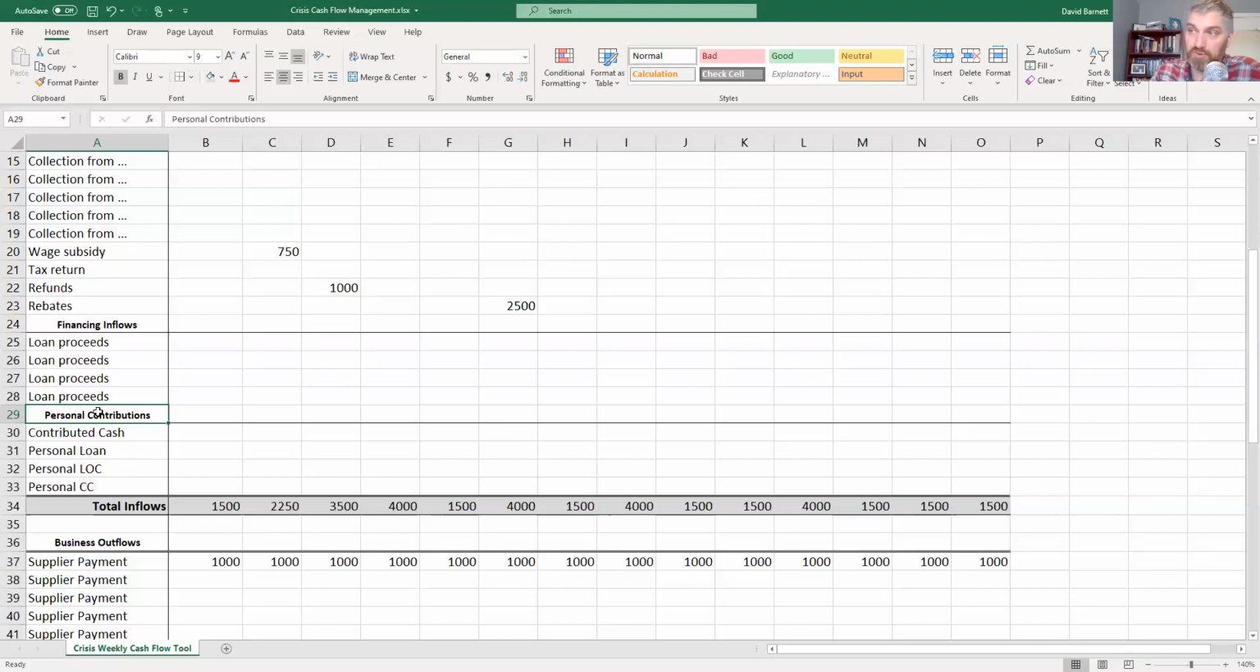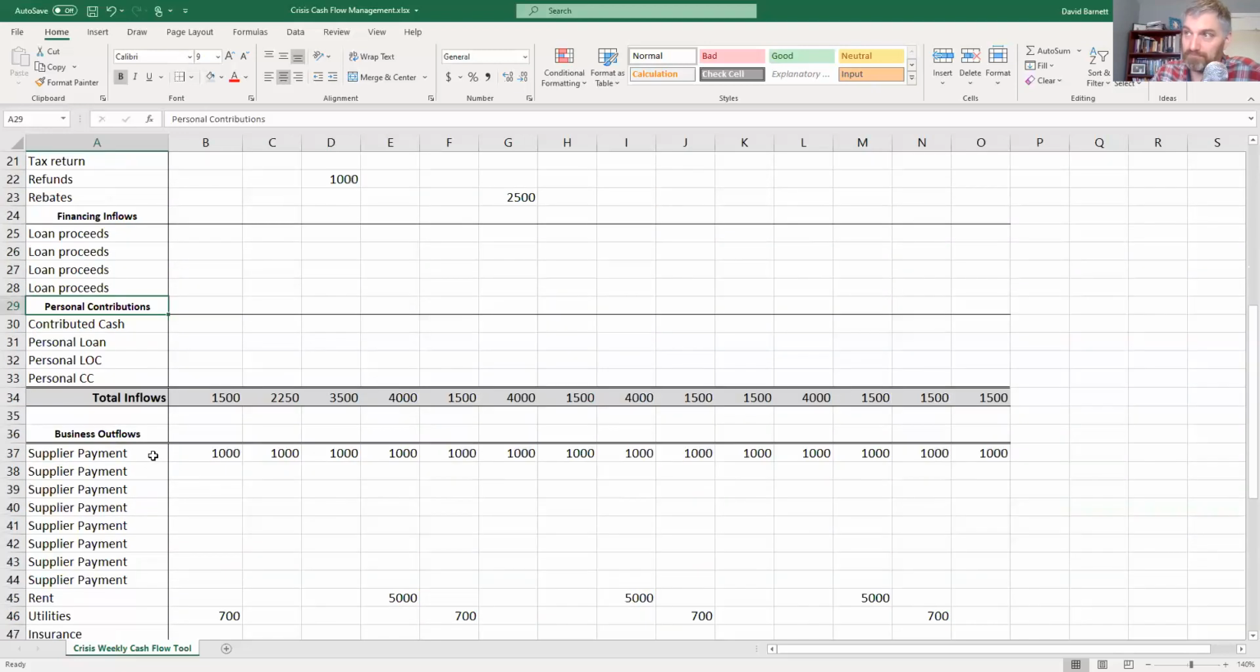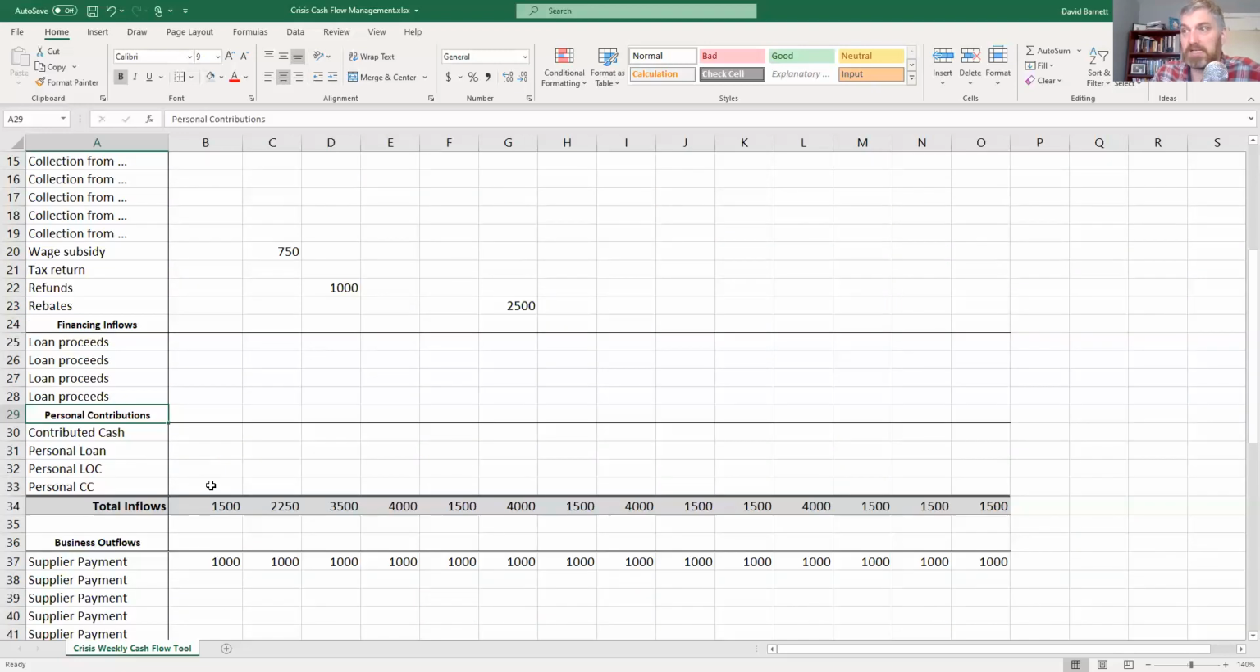But there's a personal contribution section here on the inflows. There is no personal contribution section on the outflows. The reason for that is that I believe that if you're going to put in, say you're going to put in $2,000 this week, you should have a plan for when you're going to take it out. And so I would rather see you put positives and negatives in this section, so you have a better idea of when things are going to come in, when they're going to go out.